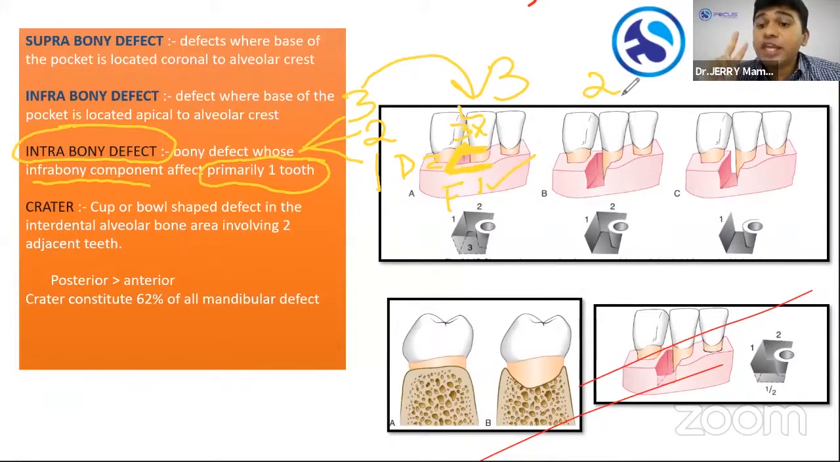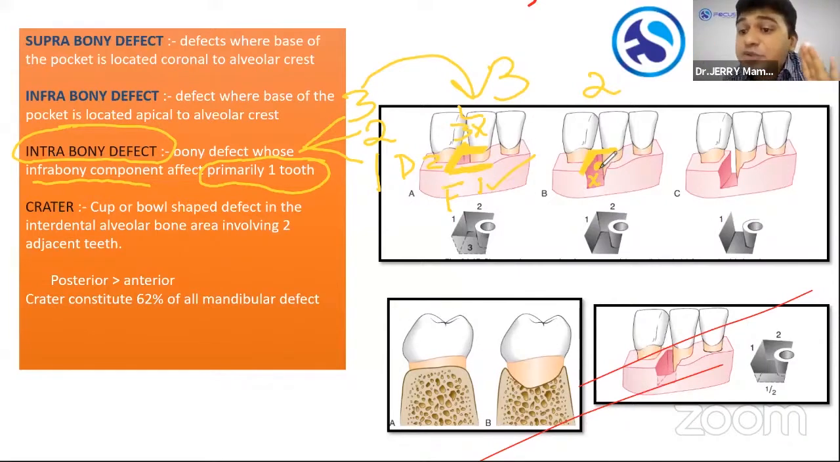That means there are only 2 walls remaining. Can anybody tell me what are the 2 walls that are remaining here? This wall here and this wall here. It's not the facial wall. Facial is what is facing towards us. Yes, it is the distal and lingual wall. So only 2 walls are preserved, so you call it a 2-wall defect. Which walls did we lose? We lost the facial wall, and we lost the mesial wall.